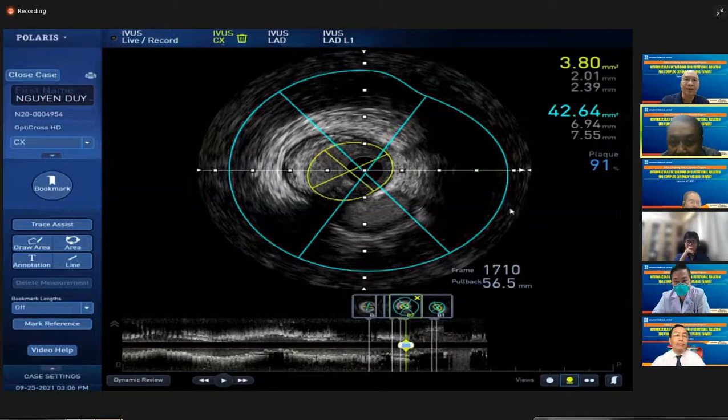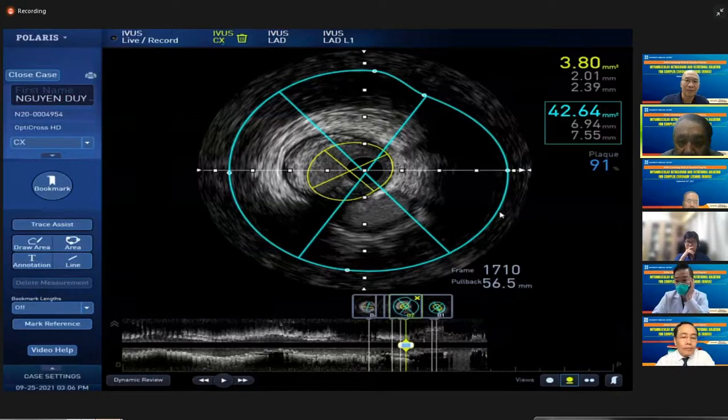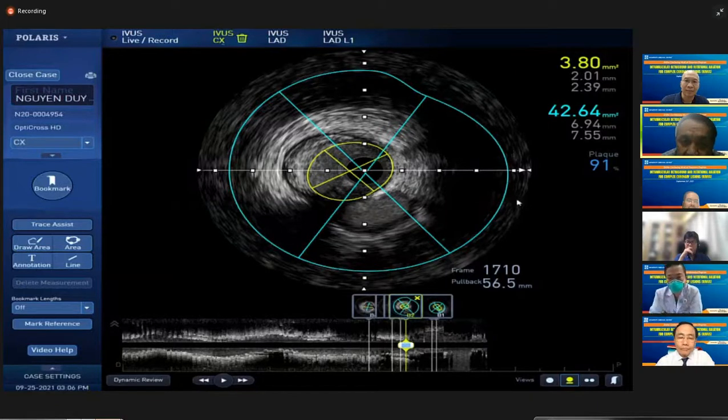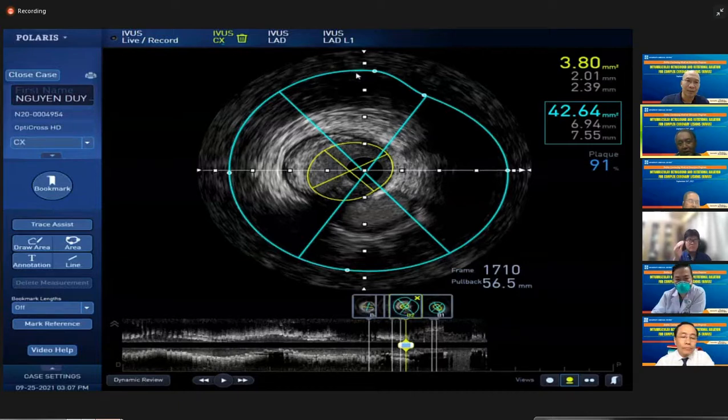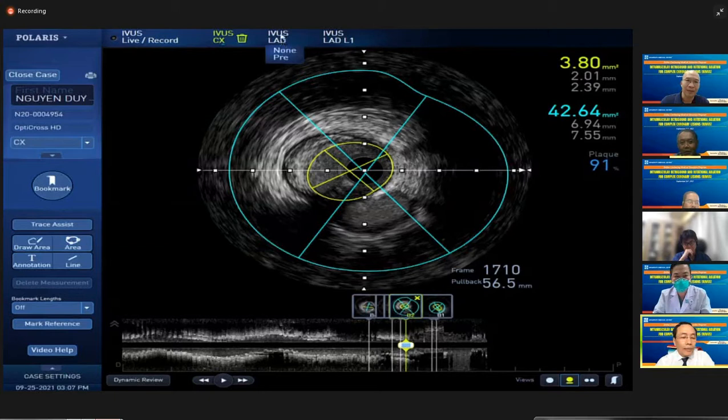Yes. Okay. Thank you. The minimal lumen area is about 3.8 millimeter in the ostium of the left LAD. How about the circumflex? This is the circumflex. 3.8 is the circumflex ostium. Okay, LAD about 4.5. I agree with the strategy from you, and one stent, provisional stent.